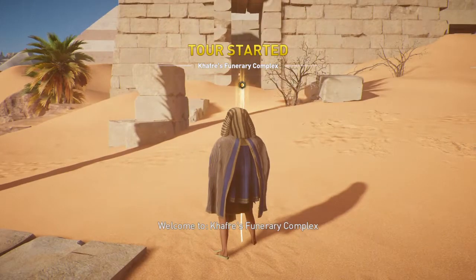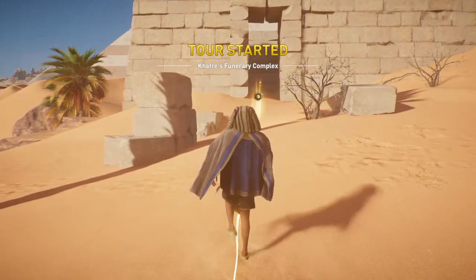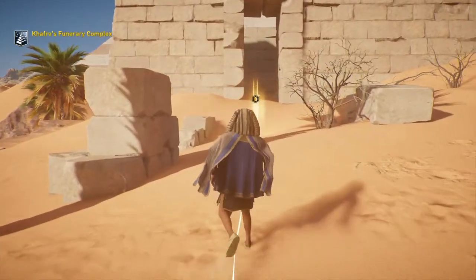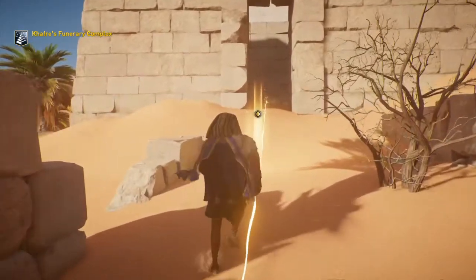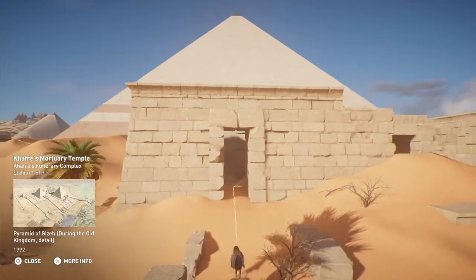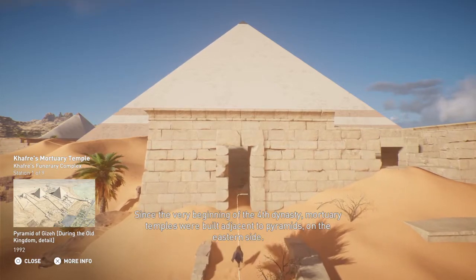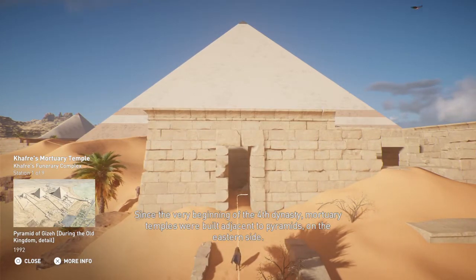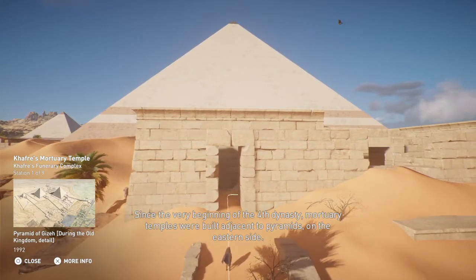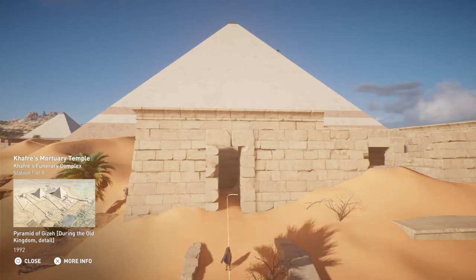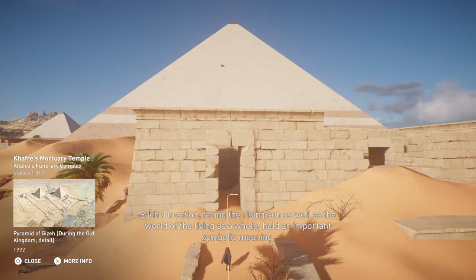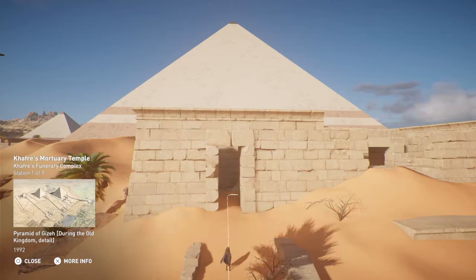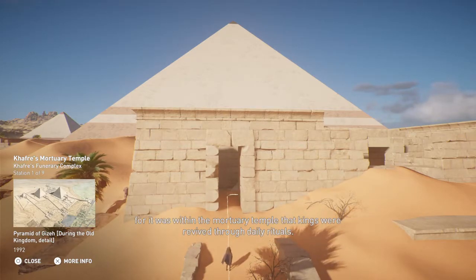Welcome to Khafre's funerary complex. Since the very beginning of the Fourth Dynasty, mortuary temples were built adjacent to pyramids on the eastern side. Such a location, facing the rising sun, as well as the world of the living as a whole, held an important symbolic meaning, for it was within the mortuary temple that kings were revived through daily rituals.